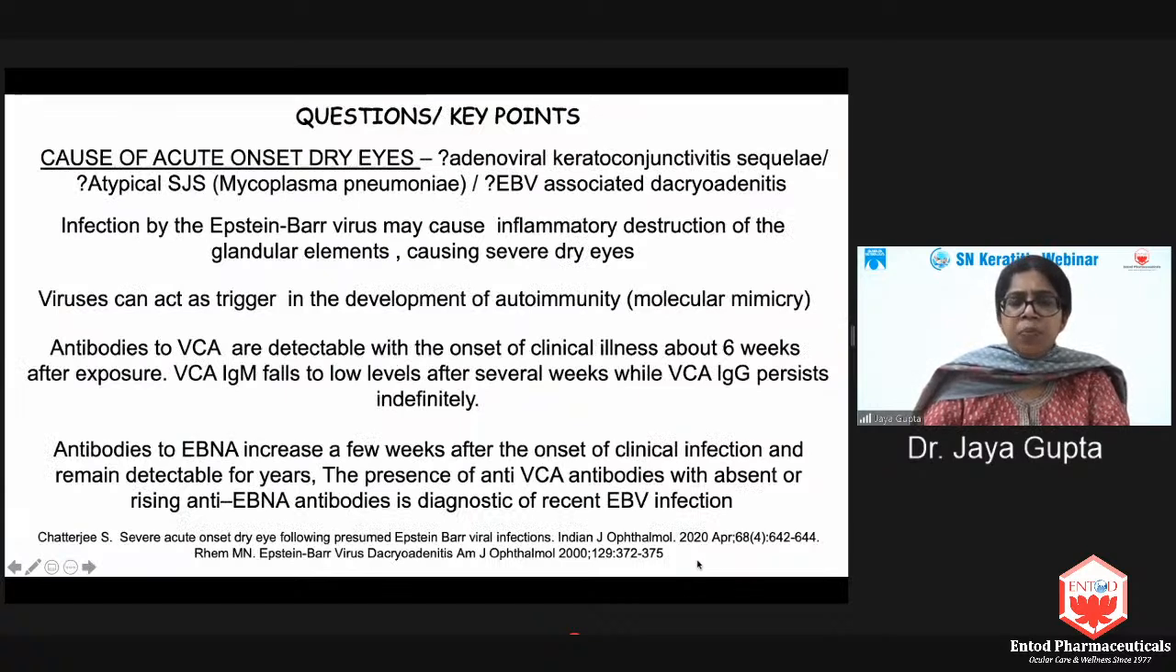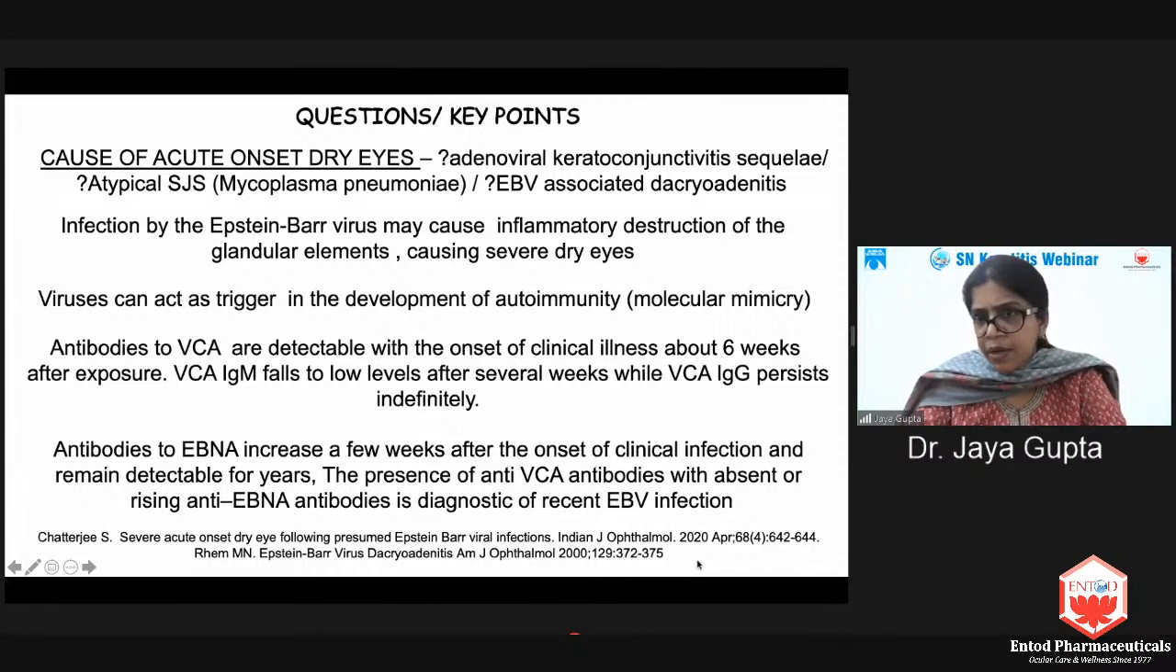Now, the key questions with regard to this case: what is the cause of acute onset dry eye in this particular adolescent male? Do you think it's only adenoviral keratoconjunctivitis sequelae, as he was being treated elsewhere? Or could it be atypical Stevens-Johnson syndrome, Mycoplasma pneumoniae without any rash? No test was done for this, and I don't think this was the situation, because the lip swelling he developed was after the onset of his red eyes, and because of the positive serology report of Epstein-Barr virus. It could be an Epstein-Barr virus associated dacryoadenitis.